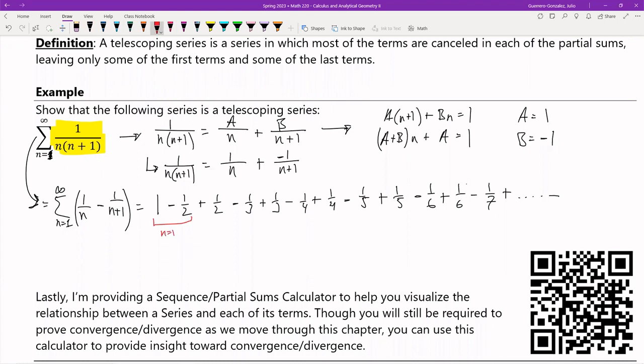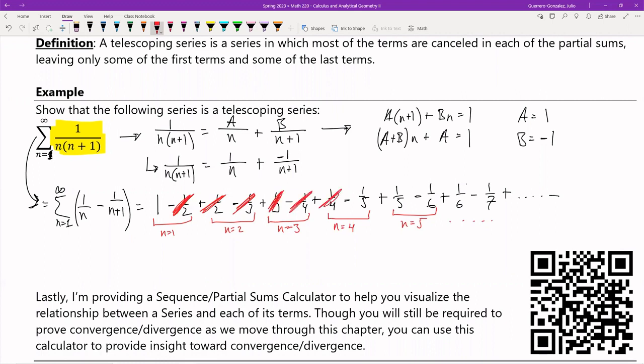I'm going to highlight these: n equal 1, n equal 2, n equal 3, n equal 4, n equal 5, dot, dot, dot. Now, hopefully you guys see what's happening, right? There's a 1, negative a half that came from the n equal 1, and there's going to be a positive a half from the n equal 2. And then from n equal 2, there's a negative a third. And then there's a positive a third from n equal 3, so on and so forth.